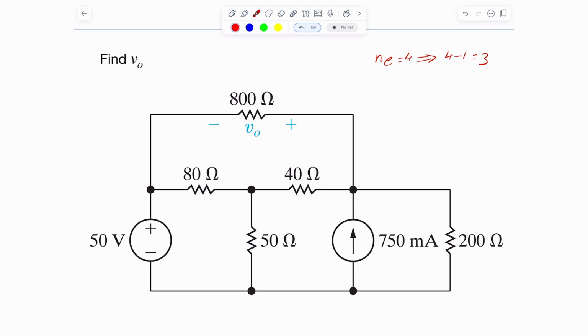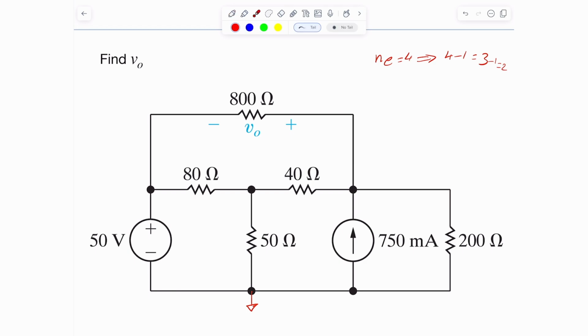So I need to identify them. But what I do know is the following. You see this source in here? This source happened to be connecting this essential node to this essential node. So I have an option in here. If I have the reference in here, that means I'm going to have to treat this as a supernode and write one equation for that. Or I can just simply choose this to be my reference node, and then the number of equations that I need to write is also 2 instead of 3, because one of the essential nodes I already know the voltage across it. So I'll go ahead and just assume this is my reference node.